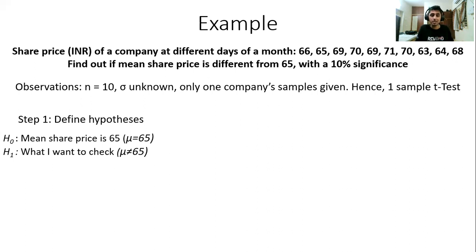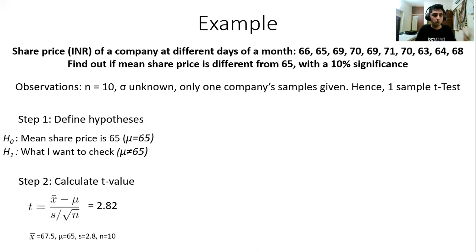And the alternate hypothesis is that I want to check if the mean share price is different. So the mean is not 65. That would be my alternate hypothesis. So moving on to step 2.